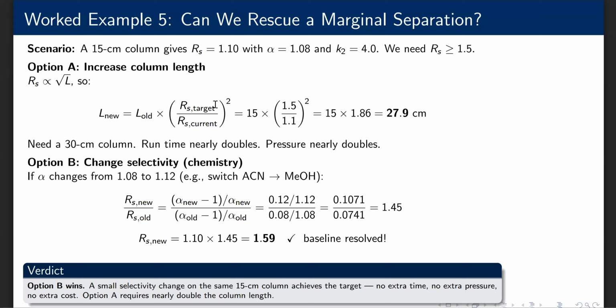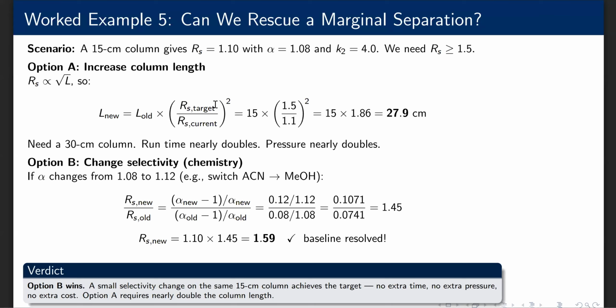Option B is smart, change the chemistry. Suppose switching from acetonitrile to methanol changes the alpha from 1.08 to 1.12. The ratio of selectivity terms is 0.1071 divided by 0.0741, which is 1.45. The new resolution is 1.10 times 1.45, which equals 1.59. That passes 1.5 on the same 15 centimeter column, same runtime, same pressure. So option B wins decisively.